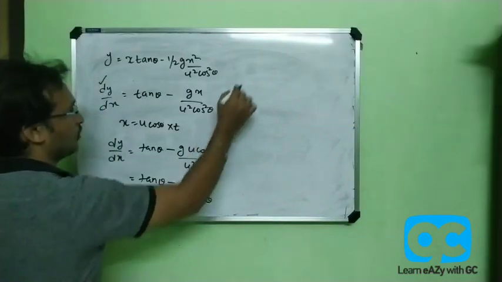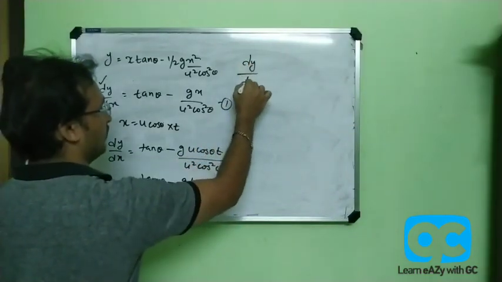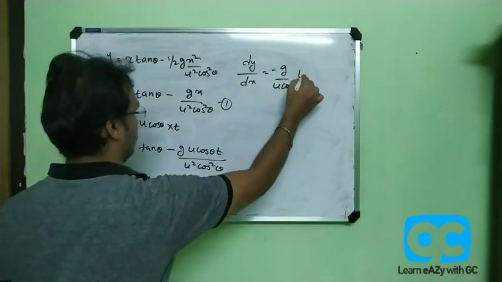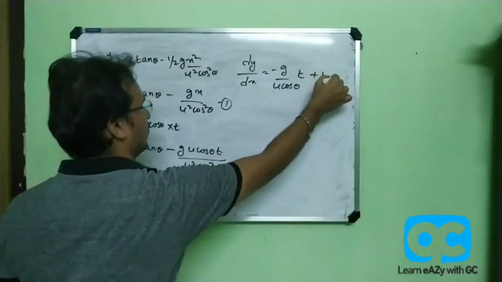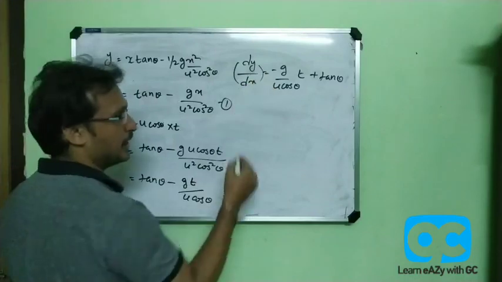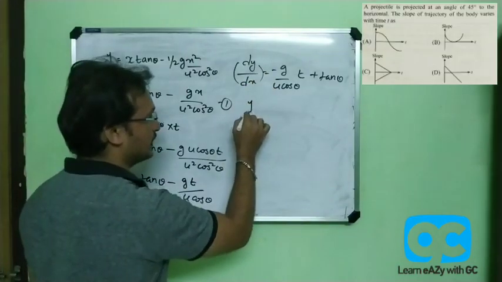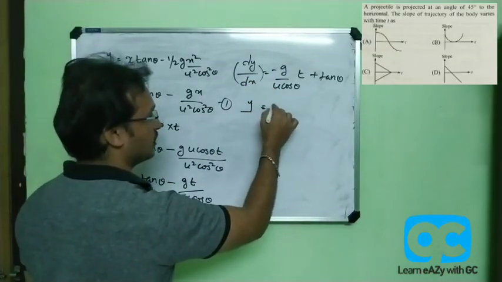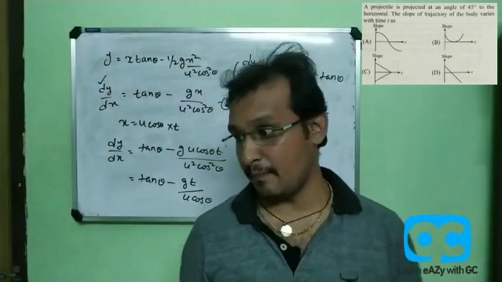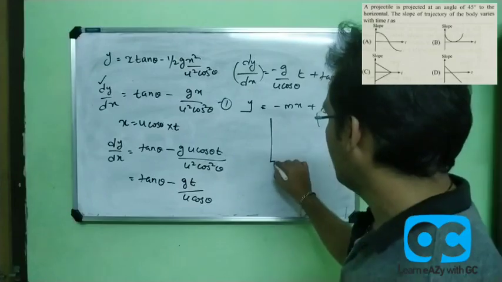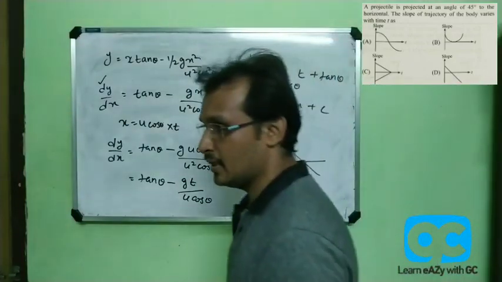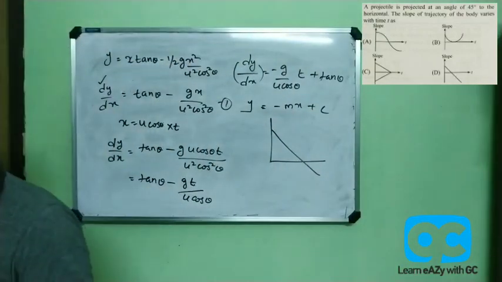I am writing once again, dy by dx equal to minus g by u cos theta into t plus tan theta. This is the equation of dy by dx. If dy by dx is plotted on the y axis and time on the x axis, it is of the form y equal to minus mx plus c. So our answer is a graph that is a straight line with negative slope. Option D is the correct answer.